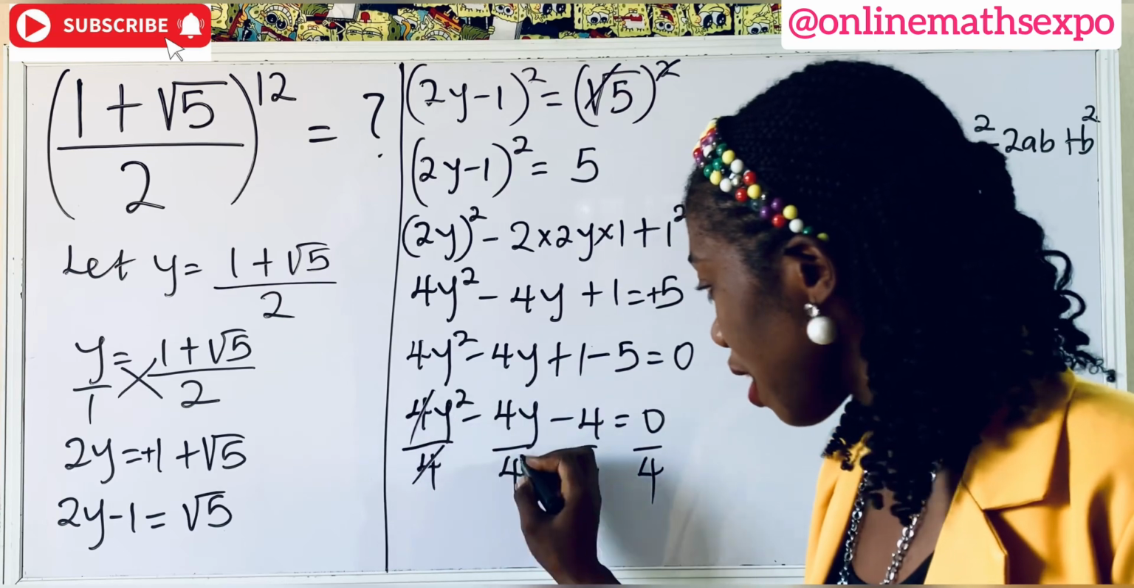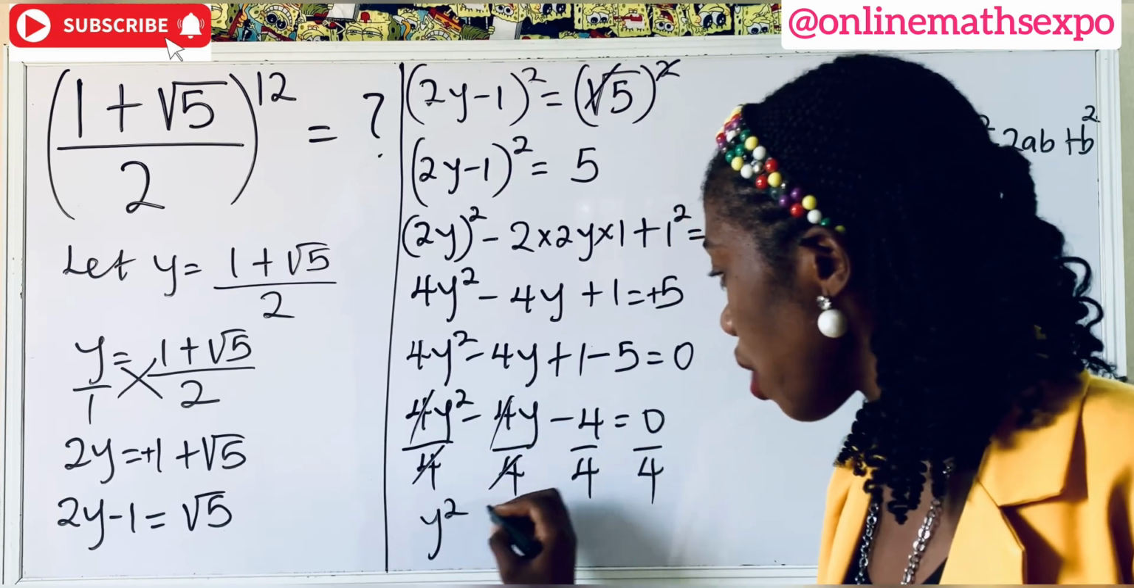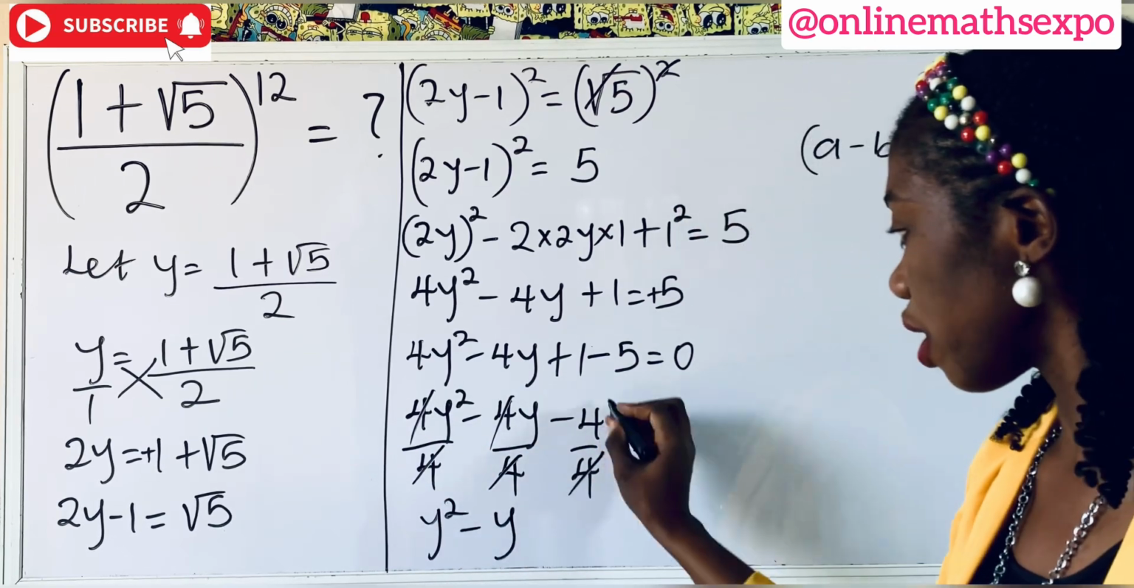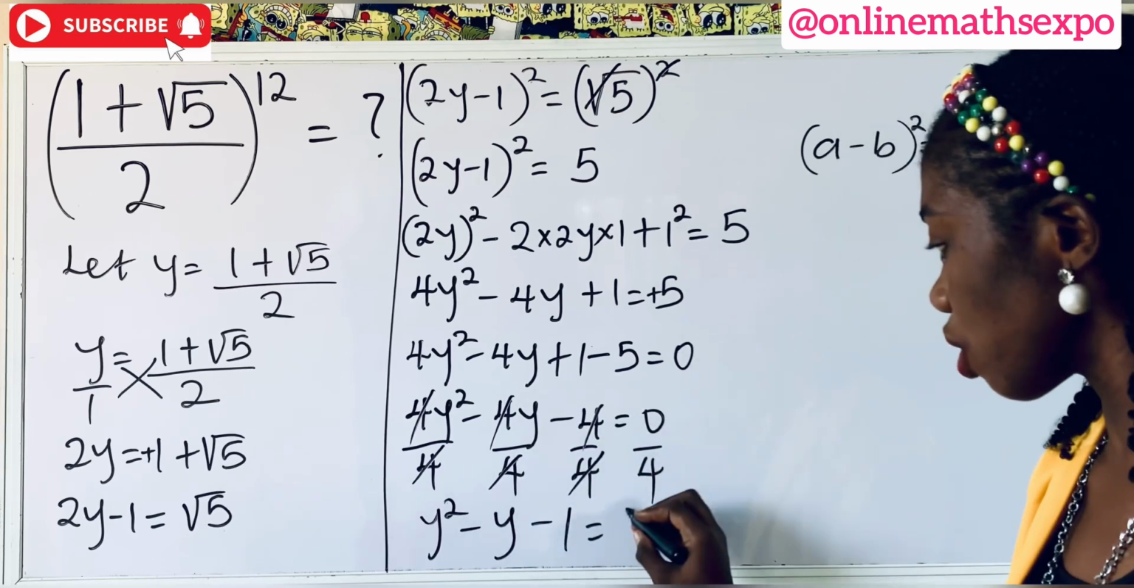So we are going to divide this. If you divide, you have y squared. Divide, you have negative y. Divide, you have negative 1. This will give us 0.